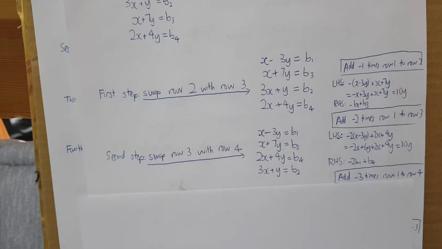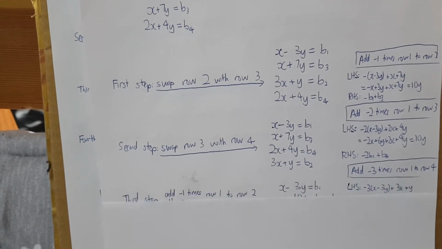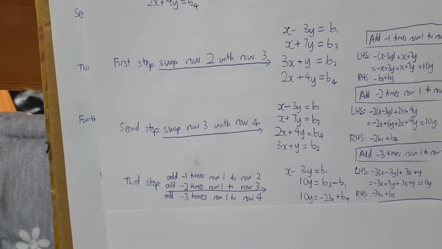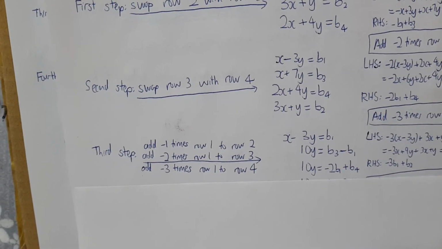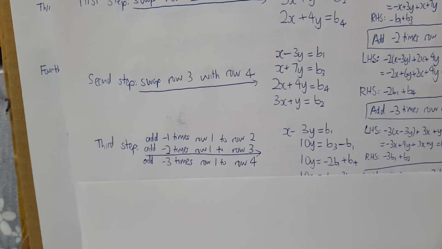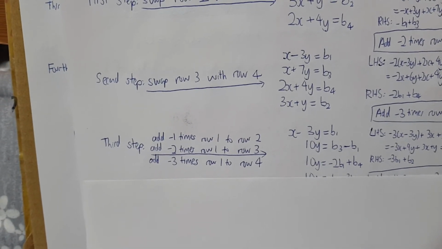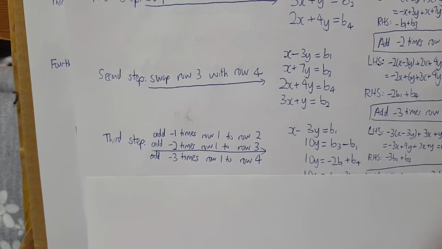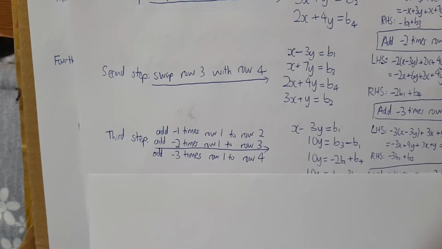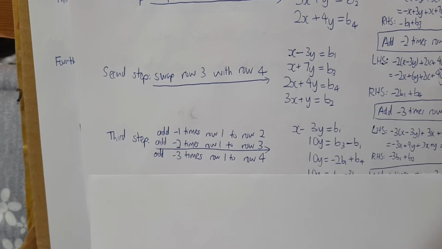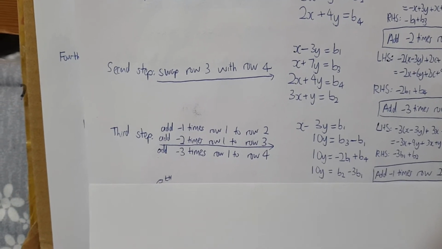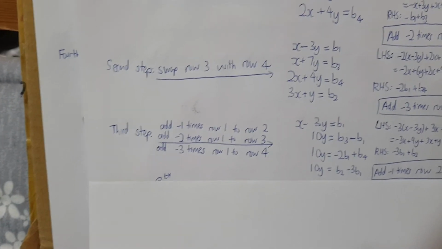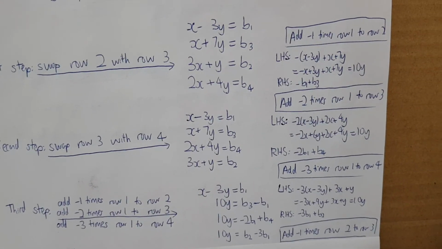So now it's easier to solve. So what do we do? We add minus 1 times row 1 to row 2, add minus 2 times row 1 to row 3, and add minus 3 times row 1 to row 4 to eliminate the x variables in the second to fourth rows. So this will be a 3-step at the same time. So we get this. So these are the details of how we go through the steps.